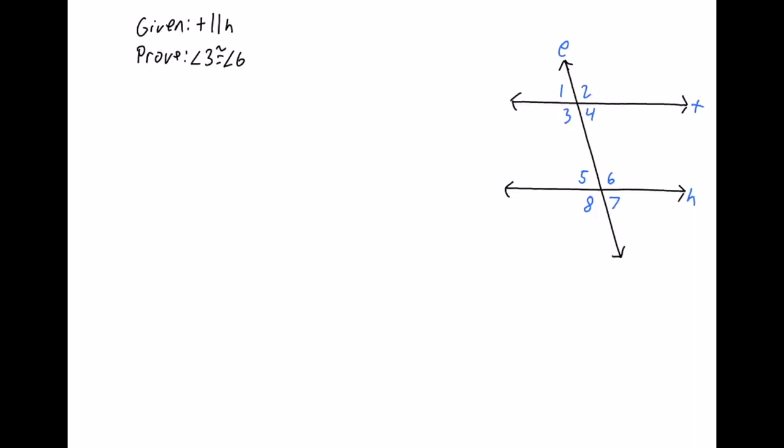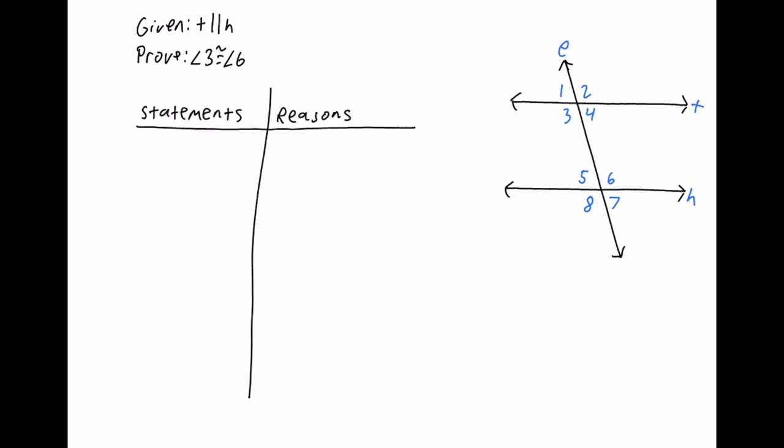Alright, so now this one's backwards. We're given that two lines are parallel, T and H. We want to prove that two angles are congruent, angle 3 and angle 6. So, we look at this picture over here, and we have to write a two-column proof. Just like previously, start with what you're given. T is parallel to H, and the reason is given. Then, knowing that T is parallel to H, we have to say that angle 3 is congruent to angle 6.